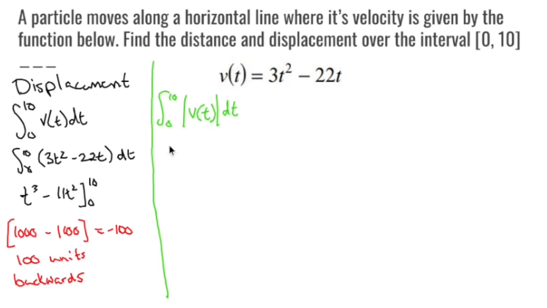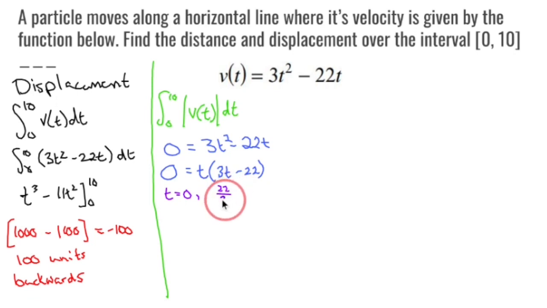So here's my velocity function. Let's set it equal to 0, a la critical points. Let's factor out a t. So now we have t times 3t minus 22. According to the zero product property, t is 0. So that's one of my times, right at the very beginning. That makes life kind of easy. If I add 22 and divide by 3, that gives me 22 over 3 for where things change.